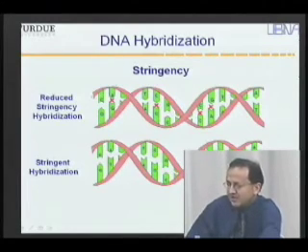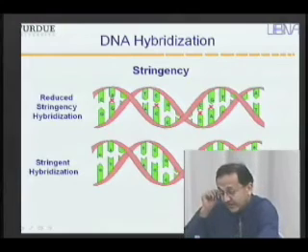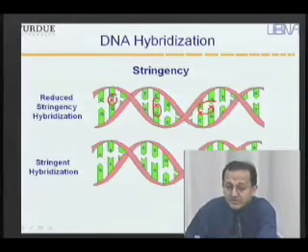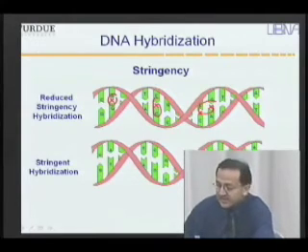So if you have a few mismatches in a molecule that's 20 to 30 bases long, the two strands will still come together, but it's called a reduced stringency hybridization. A perfectly stringent hybridization would be one that's perfectly complementary. So it's important to note that you can have mismatches and the two strands will still bind.